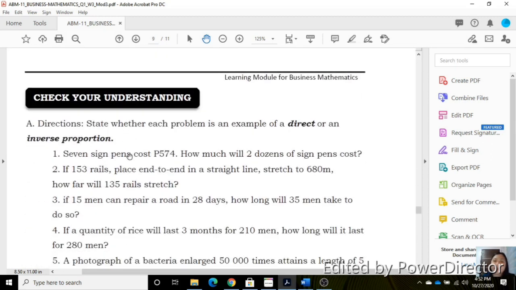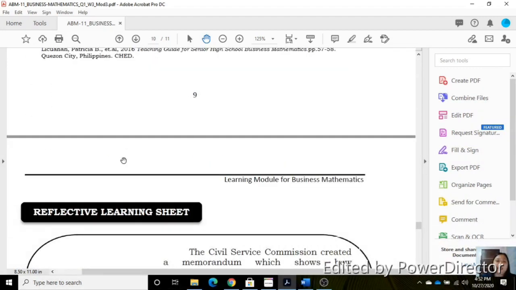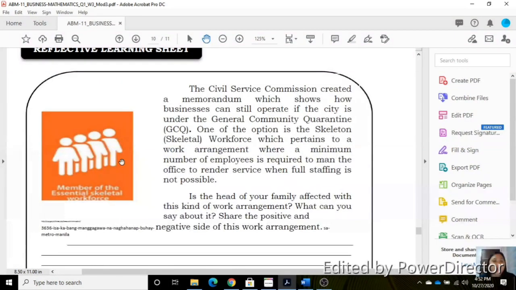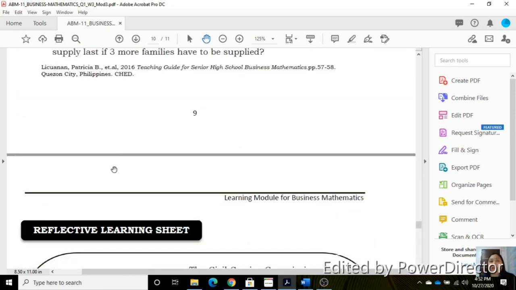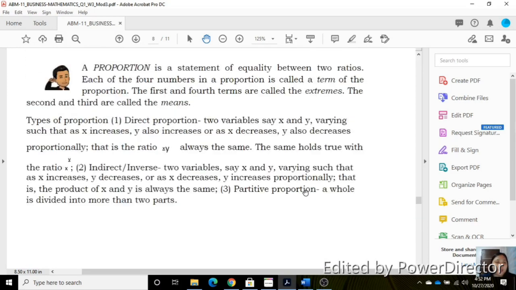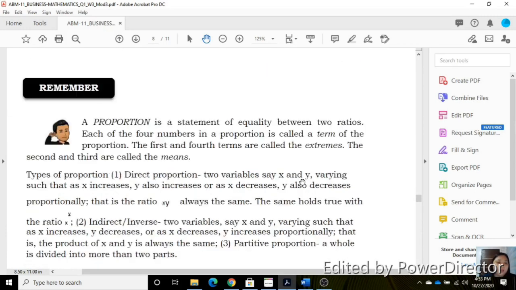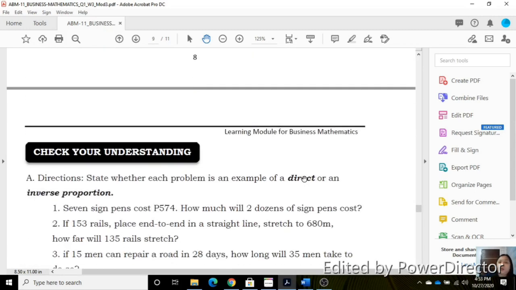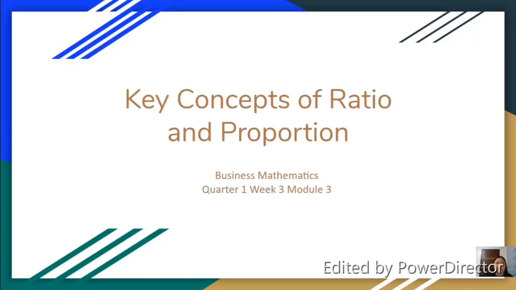Okay, so the next na sasagutin nyo, check your understanding. Ayan. Then you have your post-test. And then you have your reflective learning sheet. Ayan, nandito din yan. Okay, and those are the references. So, meron diyang pre-test, and then yung sinasabi nga nating the activities, and then after the activities, you have the check your understanding, and then the post-test. So, yun yung sasagutan yung class. So, sana may naintindihan kayo sa discussion.